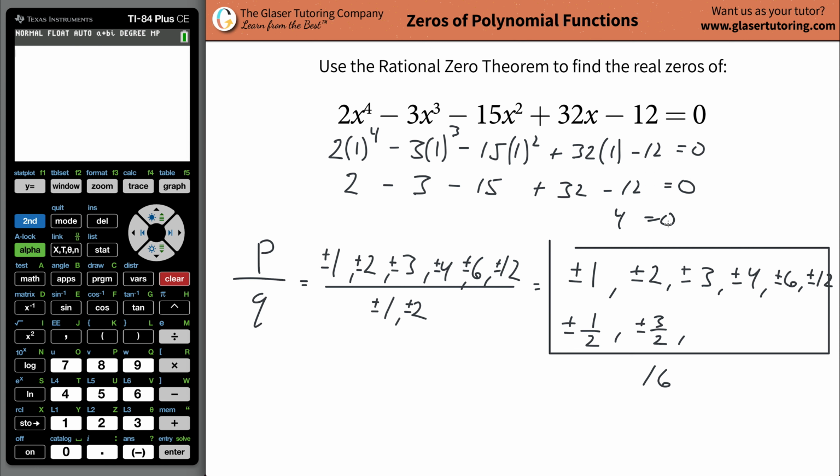Be a little strange. But what we're going to do now from this point is we're going to use the calculator to help us out. So just plug into y equals this function up here.